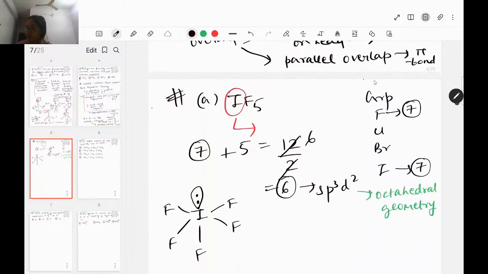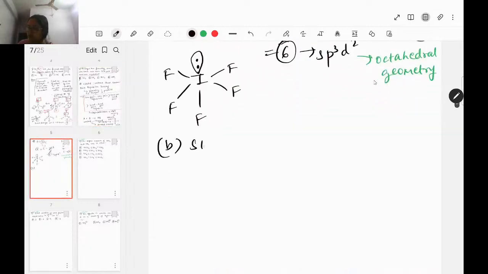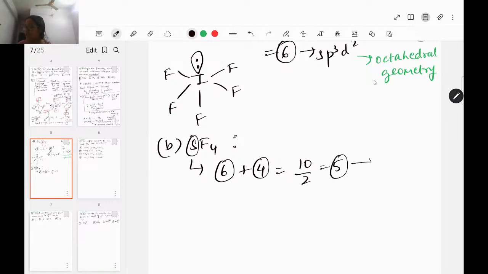Okay. Now for option B, we have SF4. The sulfur atom over here is the central atom. Sulfur is in the same group as the oxygen atom, so it has 6 valence electrons, plus 4 fluorine monovalent atoms, which totals up to 10, by 2 is 5. So 5 is the number for which hybridization? sp3d2, because one is 3p and 2d. So this adds up to sp3d. I'm incorrect. Yes, it was sp3d. So it is 3p and 1d.